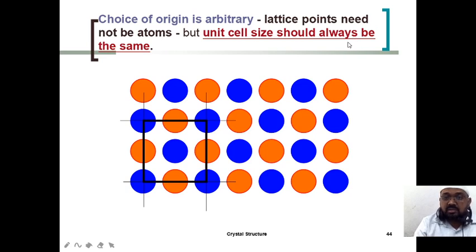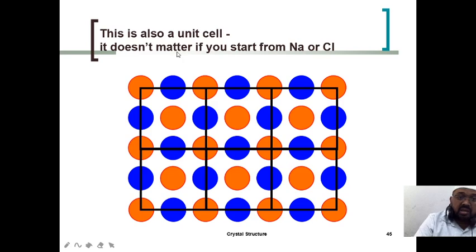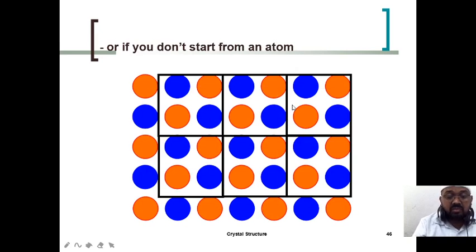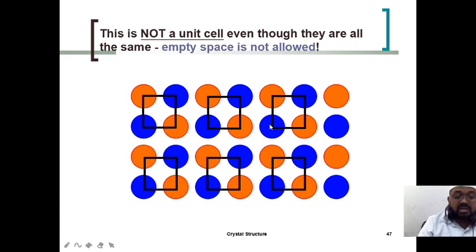Lattice points need not be atoms. Just now I told you that lattice points need not be atoms, meaning they may be atoms, ions, molecules and so on. So this is also a unit cell. Again, we say it is not unique, but the reference point is important. It doesn't matter if you start from a sodium or a chloride atom. Either way you will find that the unit cell looks like this in 2 dimensions. This is the 2 dimensional arrangement of the smallest geometrical figure, which is nothing but the unit cell.